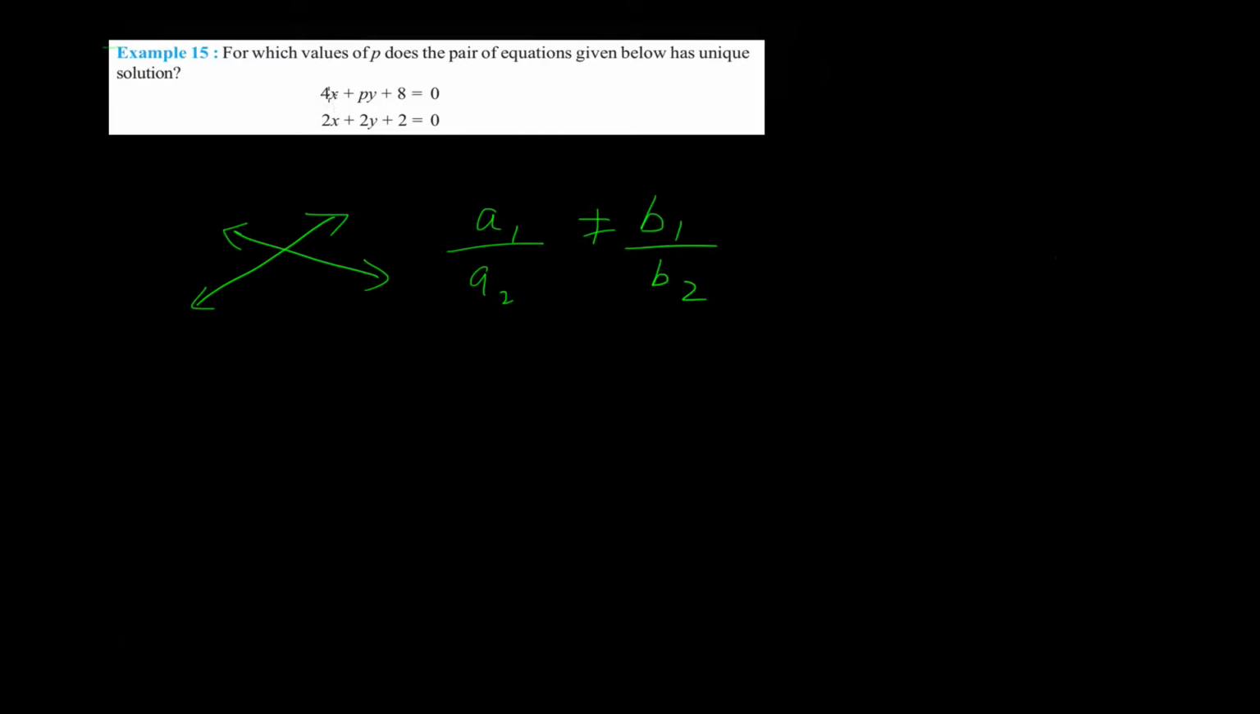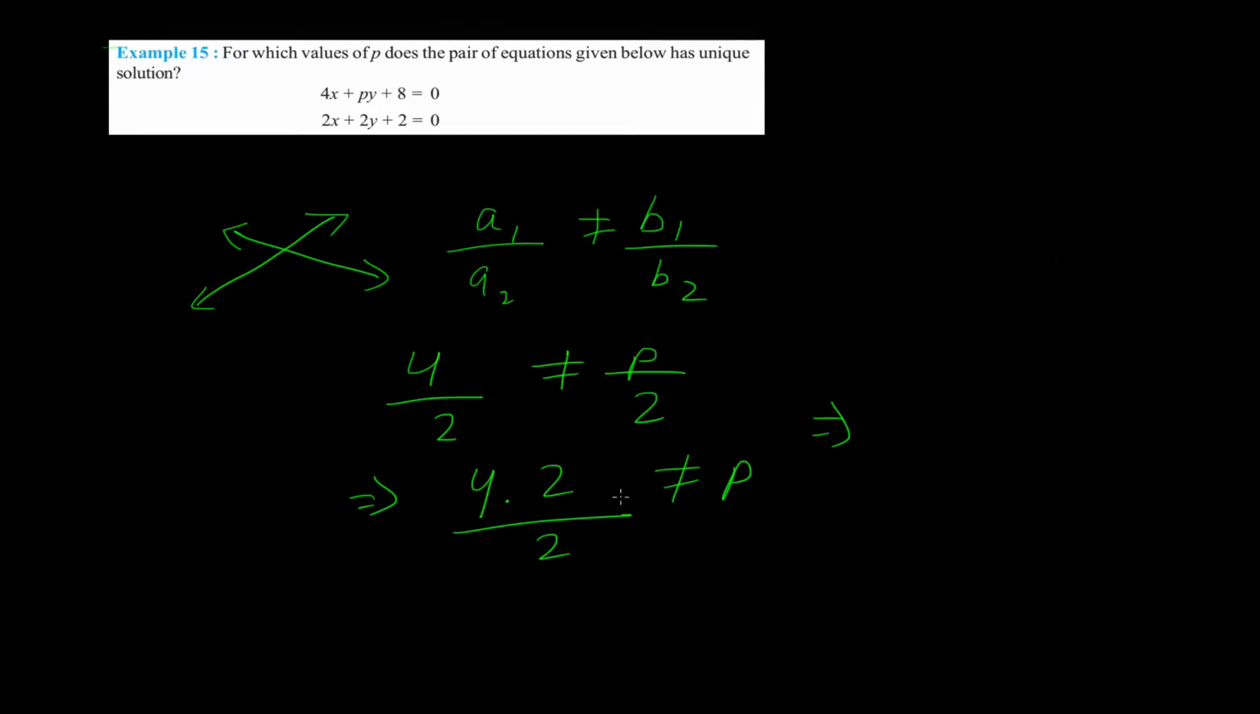So what do we have here? a1 is 4, a2 is 2. This should not be equal to b1 is p and b2 is 2. Therefore, we have 4 multiplied by 2 divided by 2 should not be equal to p, which implies p should not be equal to 4. Okay, so only when p is 4, the system will not have a unique solution. So any other value p can take which is not 4, the system of linear equations will always have a unique solution. Okay, let us have a look at one more example.